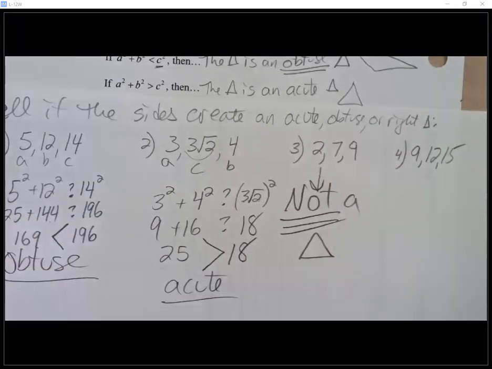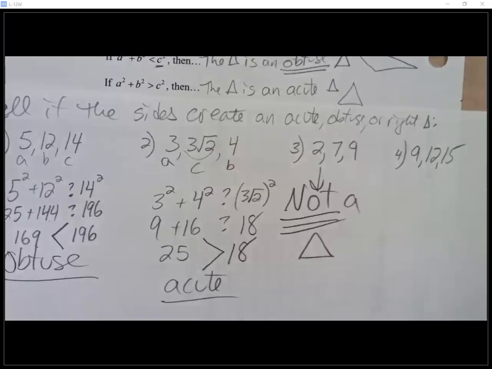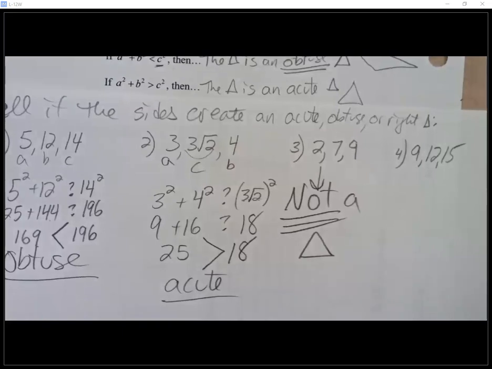Tricky. But now you know to watch out for that in the future. You should always be checking that the 2 smaller sides add together to be something bigger than the 3rd side.